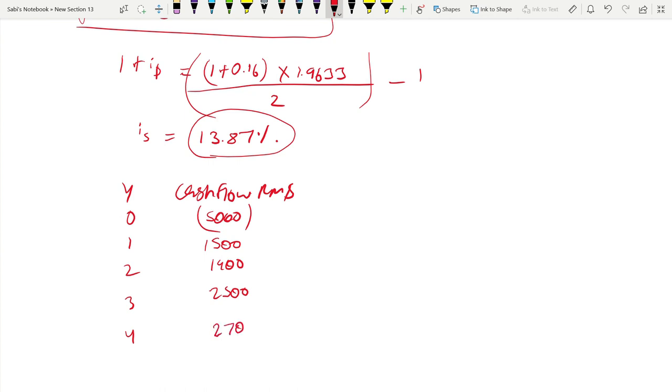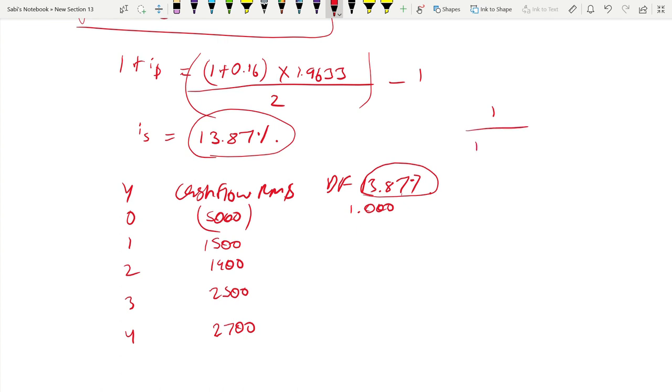using the discount factor 13.87%. This discount factor, if you want to get it from the discount factor table, you will not be able to get it because the table gives only whole numbers, either 13% or 14%. You can use your Excel for this. Your Excel will help you. I will show you later on. Okay, but the formula is this.